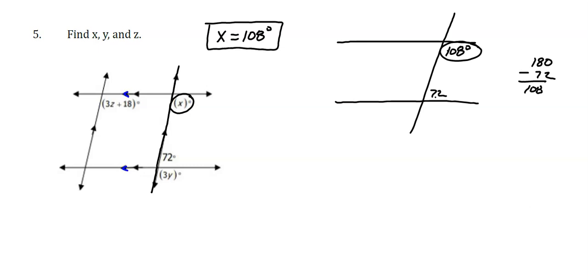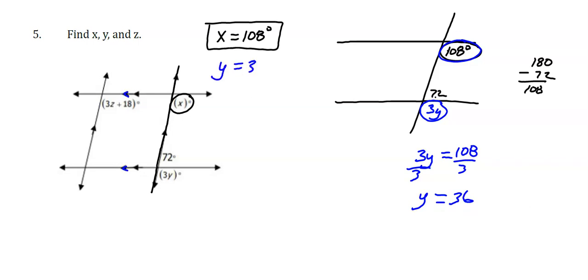I also believe I can get 3y because 3y is in the same position as 108. Those are corresponding angles. So I can say that 3y has to equal 108. Divide both sides by 3. And I get 36. So there's my second answer. Y is 36. And now we got to tackle z.